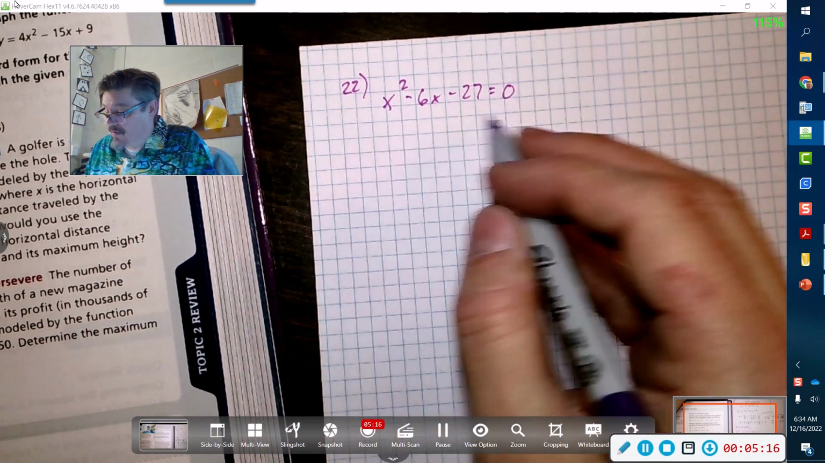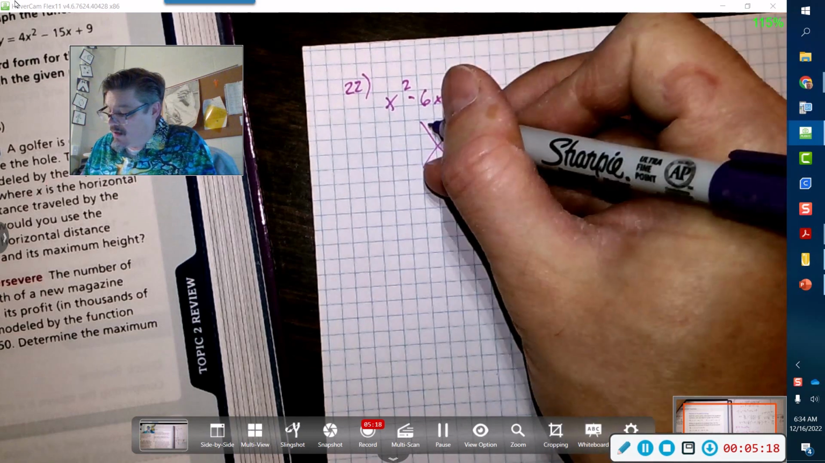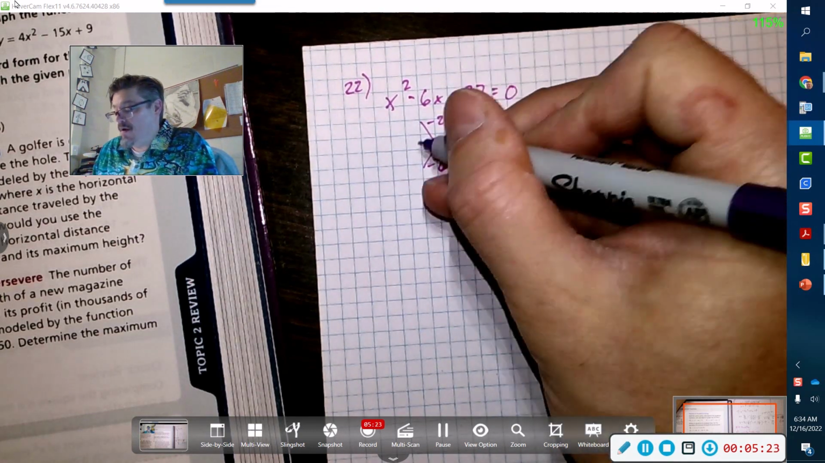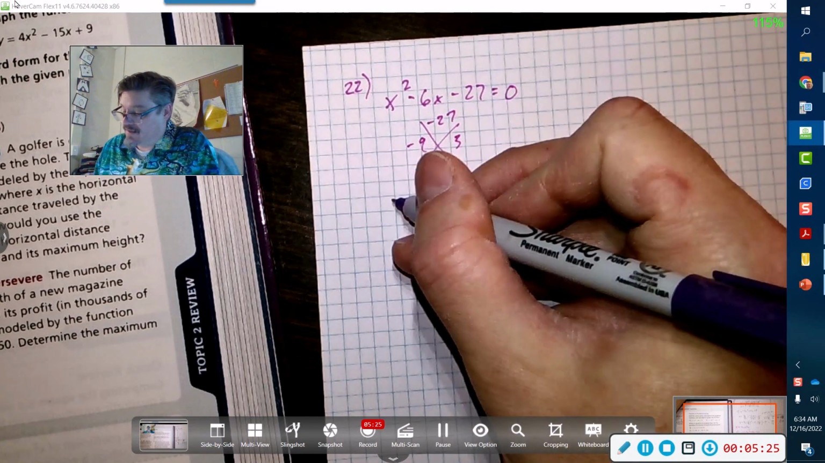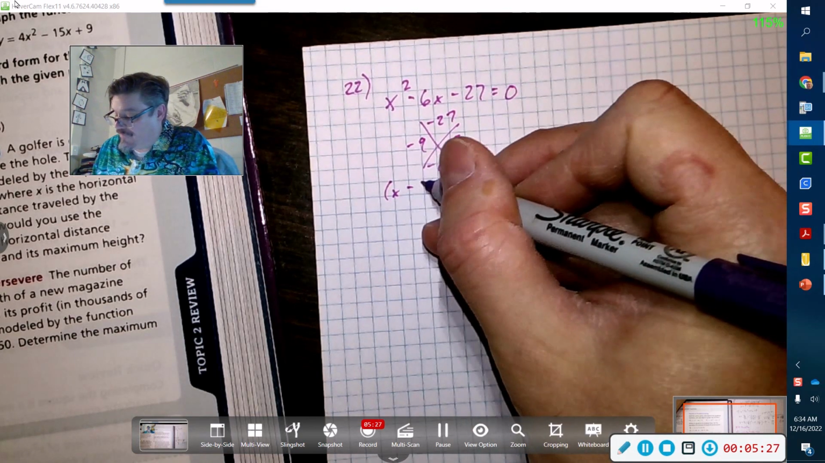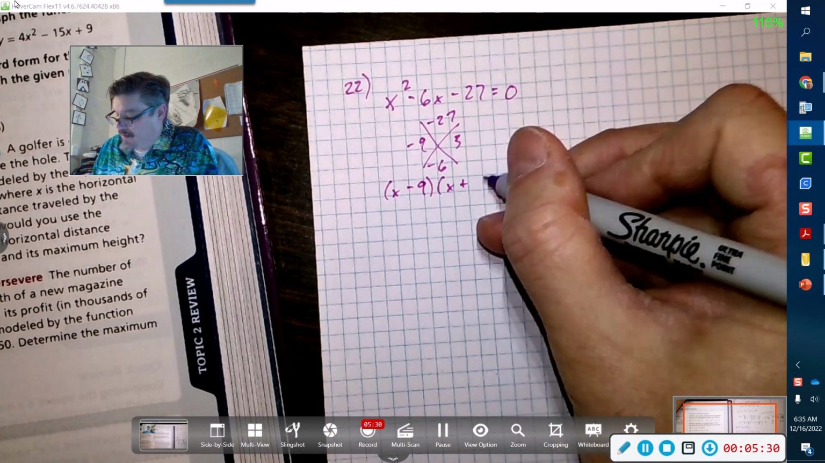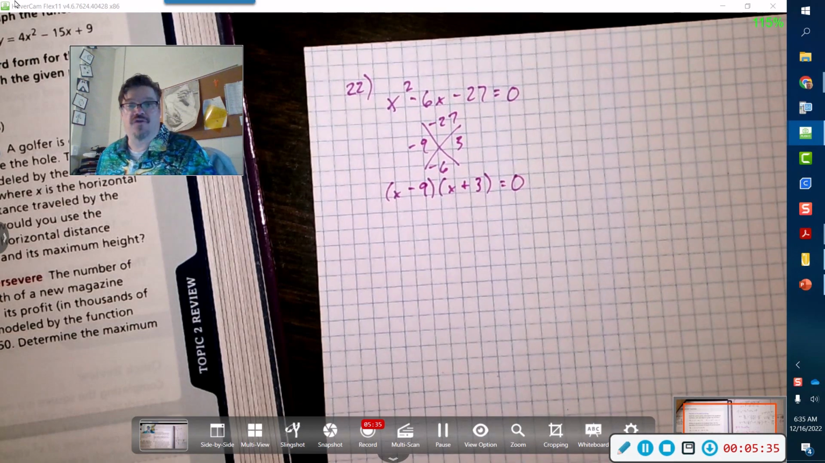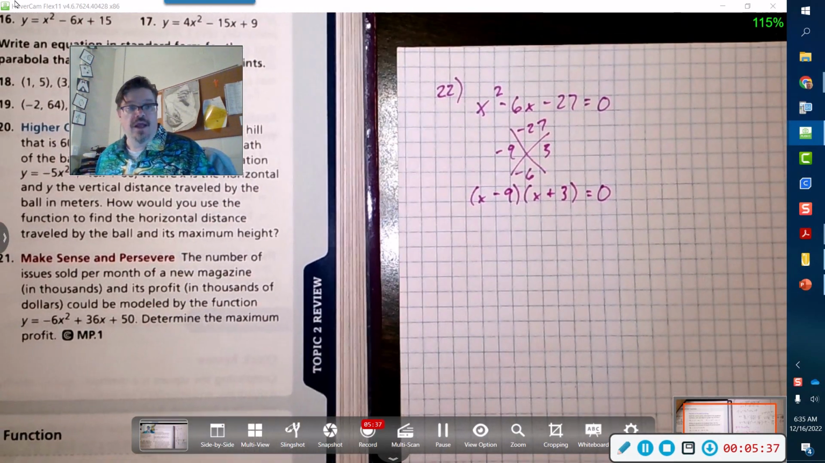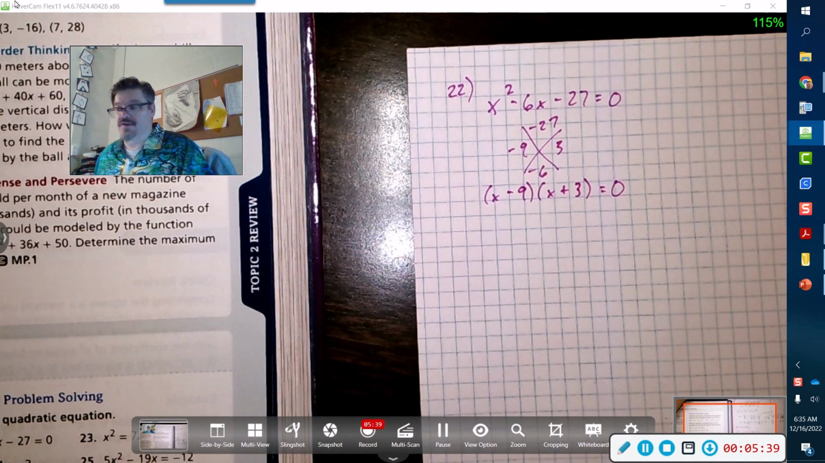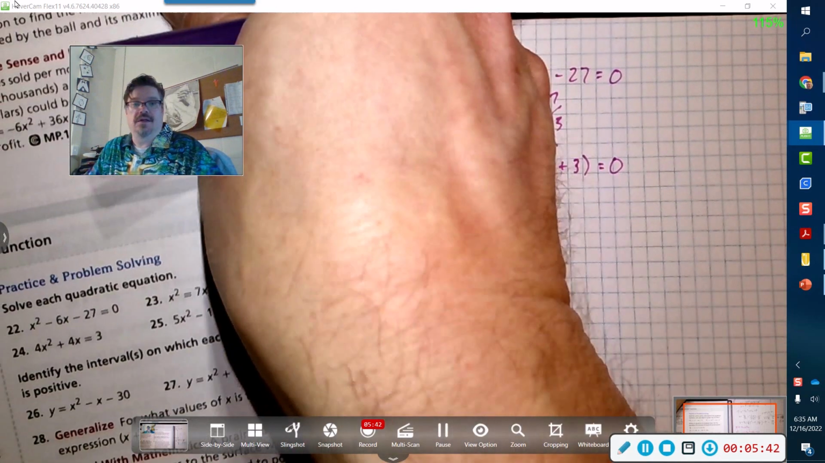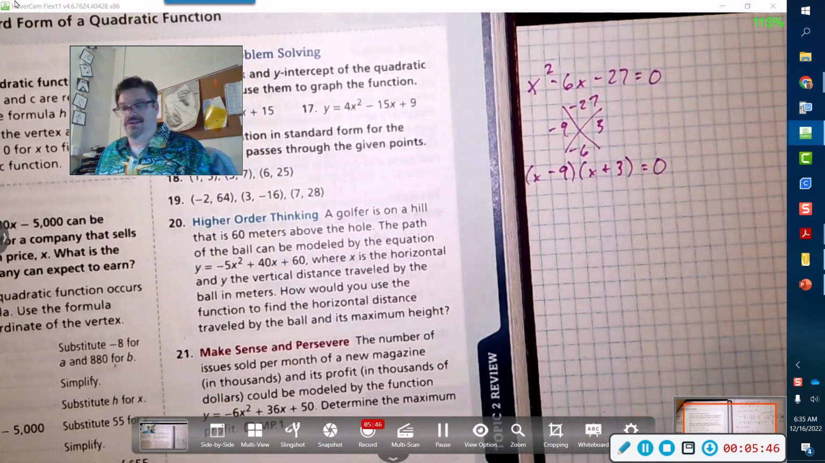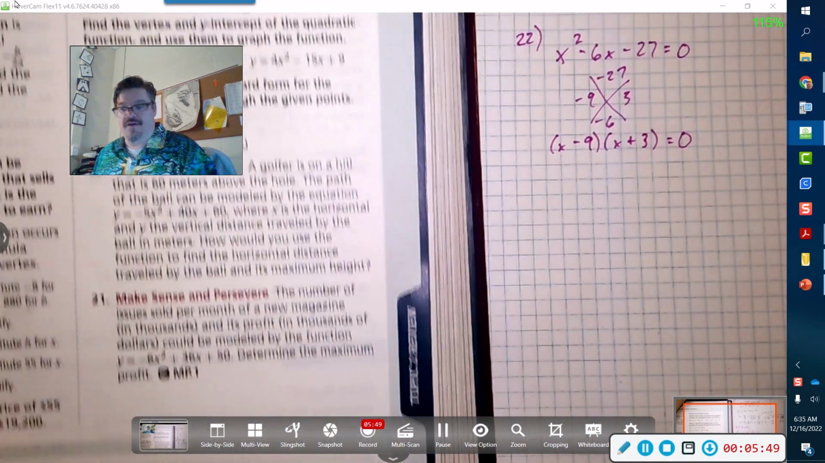This is, use the X method. Negative 27 factors into a negative 9 and a positive 3. So what this produces is the factored form of that quadratic, and it also allows us to solve this very quickly.